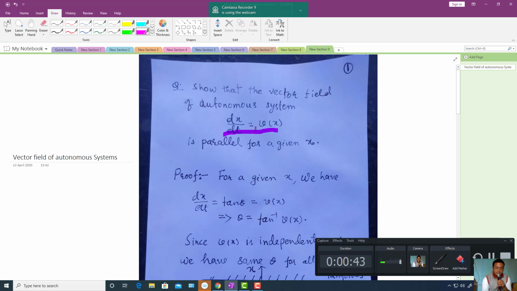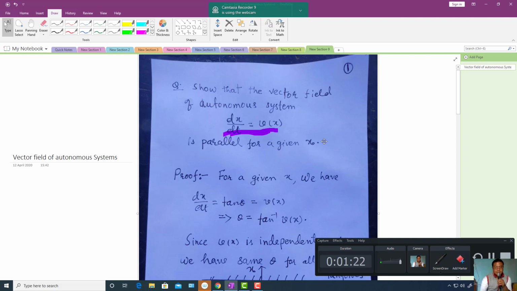It is said to be an autonomous system if the right hand side is a function of the dependent variable only. So the independent variable is not involved here. This independent variable time is not involved here, only the dependent variable is. Such a differential equation or dynamical system is said to be an autonomous differential equation. So let us briefly see what is the nature of the vector field of such a differential equation.